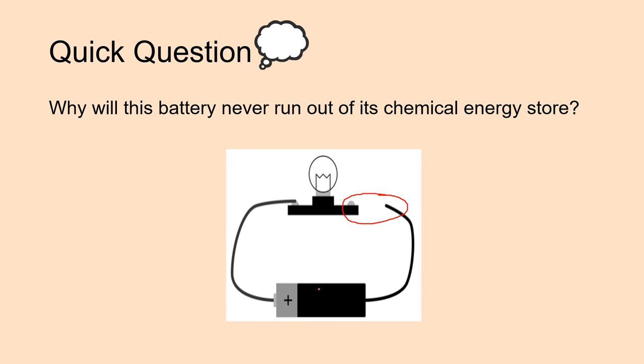There is a break. If this was a complete circuit, our battery would gradually reduce its chemical energy store as it transferred energy to the surroundings, because electrical work done would transfer energy to the light bulb, which would then transfer energy as light or heat to the surroundings, and the air around the bulb would gradually get warmer.